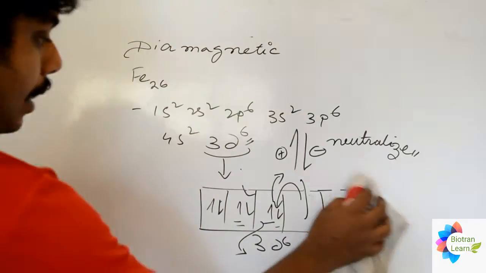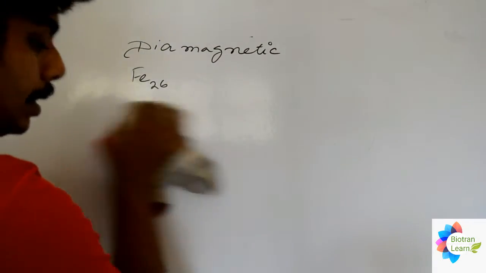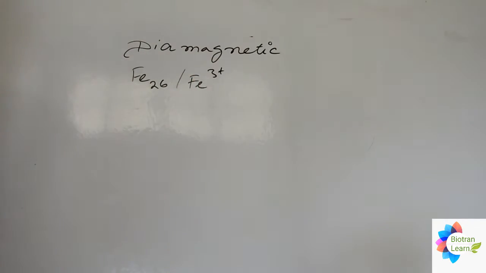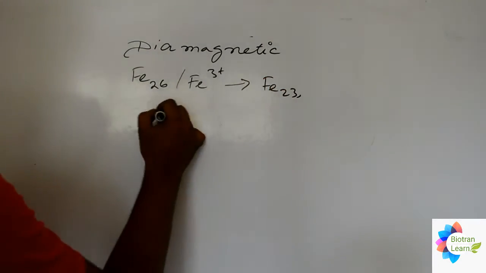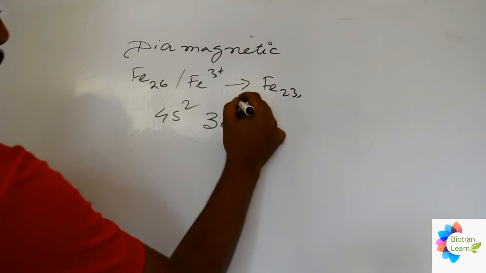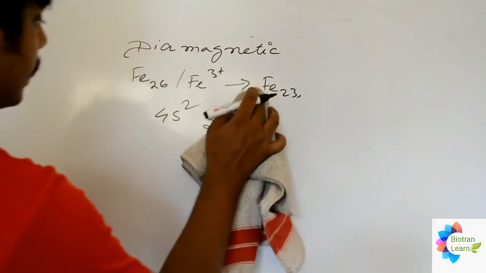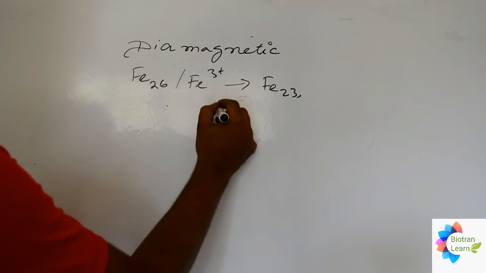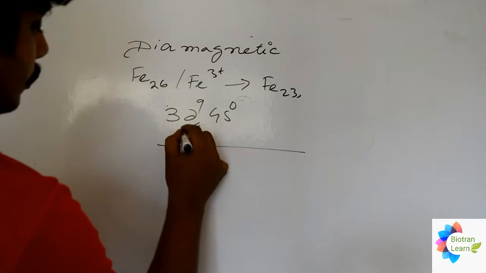Now suppose I am having an Fe3+ ion, right? Then it will be Fe23. What would happen if we remove 4s2? Then afterwards 3d3 will be there, right? But in such a case nothing takes place in here. What happens in this case is 4s0 and 3d9.